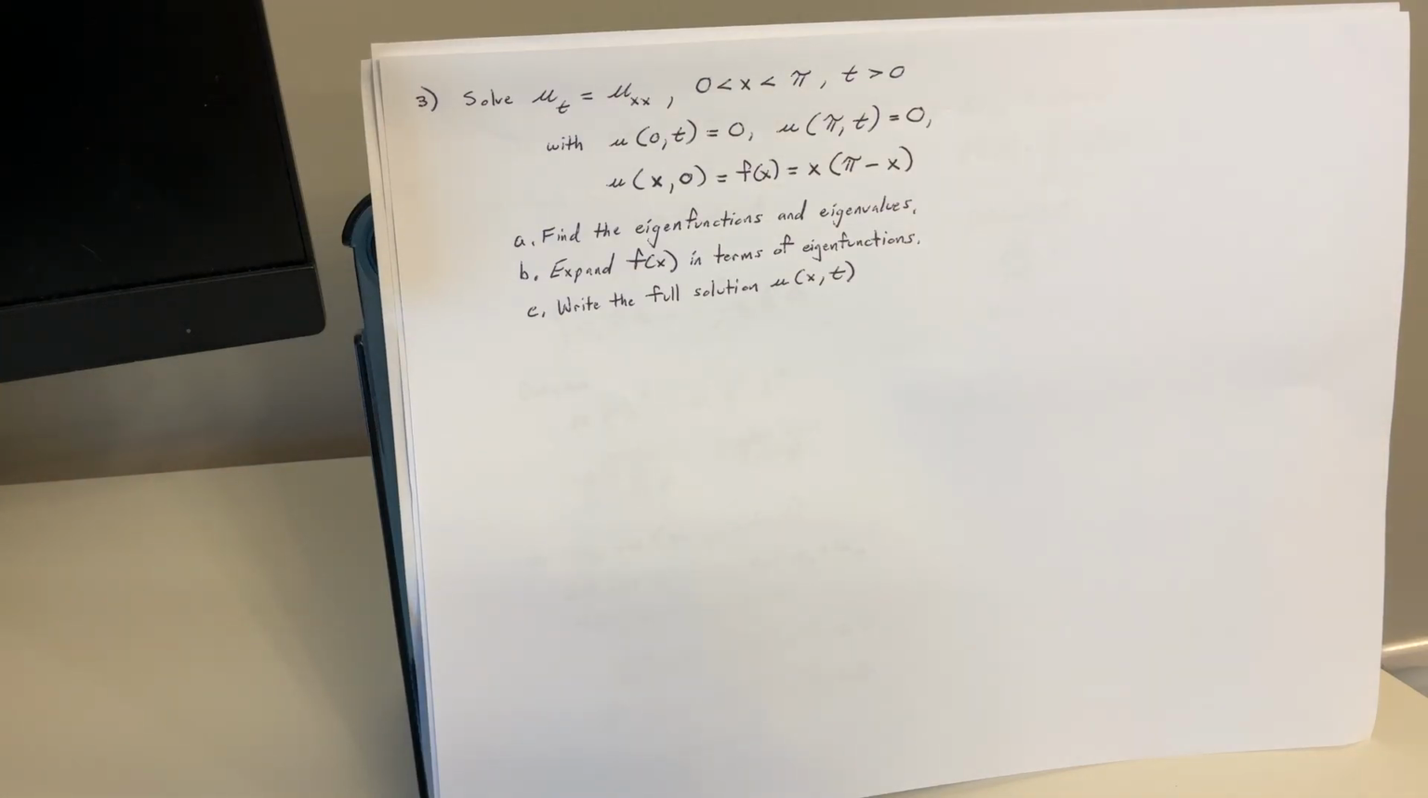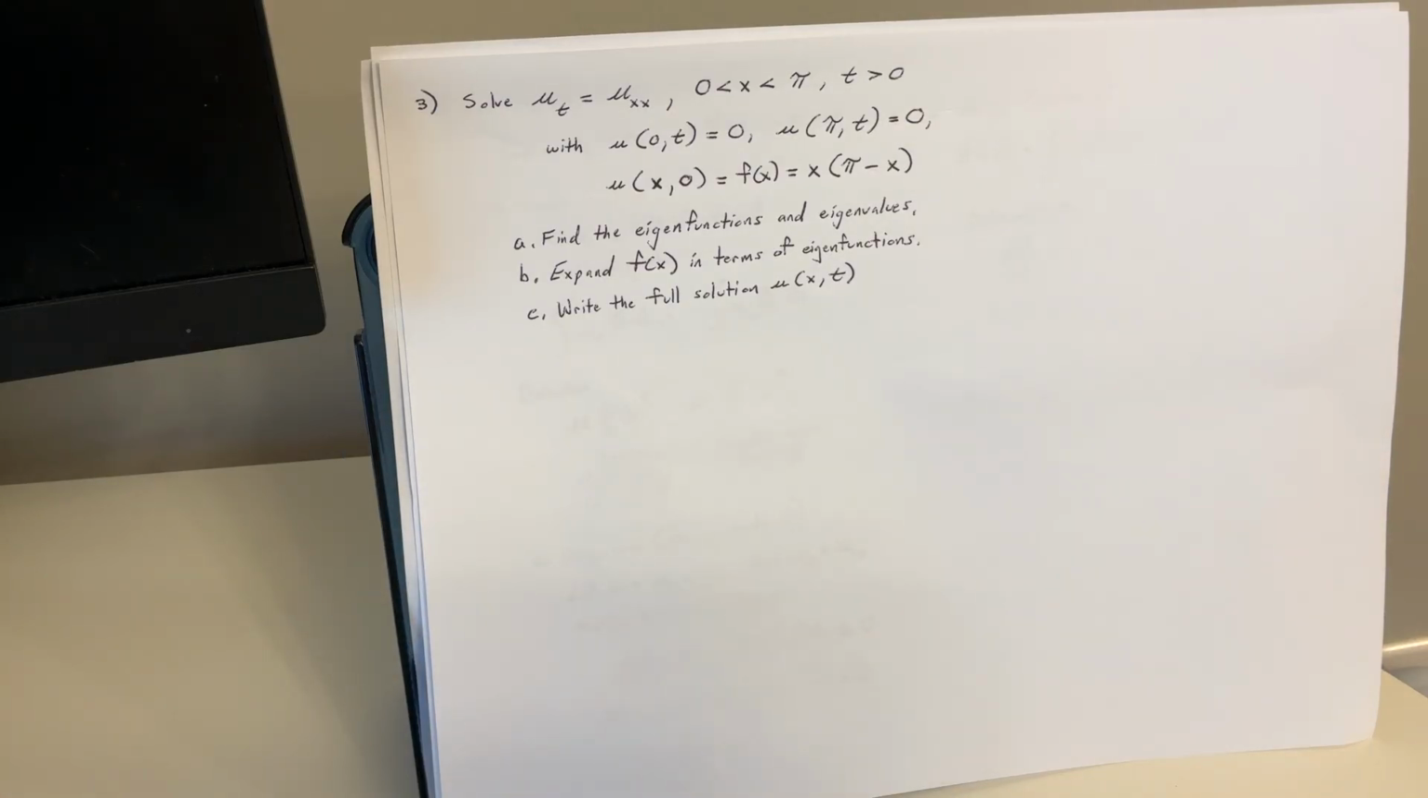Pause the video. Okay, so we have: solve u sub t equals u sub xx, domain 0 less than x less than pi, t greater than 0. And then we have these conditions: u(0,t) is 0, u(pi,t) is 0, u(x,0) is the function f of x, and that's equal to x times (pi minus x). And this will be very helpful for us to solve the problem. And we have 3 components: find the eigenfunctions and eigenvalues, expand f of x in terms of eigenfunctions, and write the full solution u(x,t).